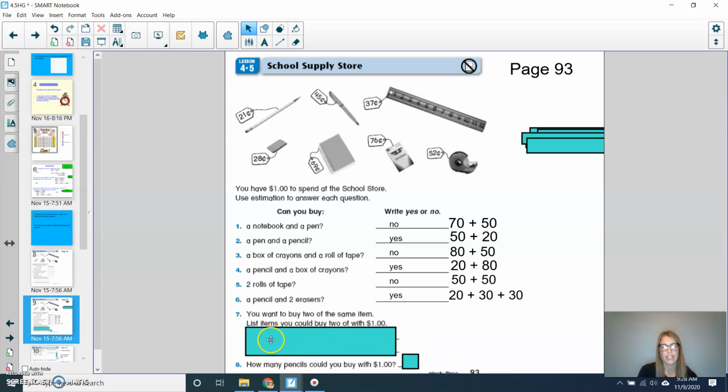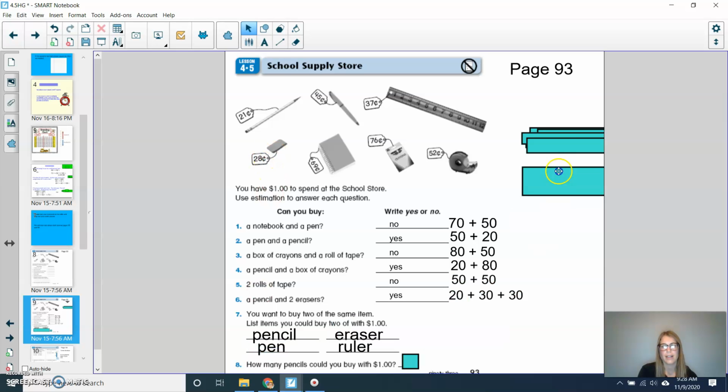All right, second graders, so the items that I could buy 2 of if I had $1, I could buy 2 pencils, I could buy 2 erasers, I could buy 2 pens, and I could buy 2 rulers. The items that would not work, I could not buy 2 notebooks, I could not buy 2 crayons, and I could not buy 2 rolls of tape. These would be more than $1.